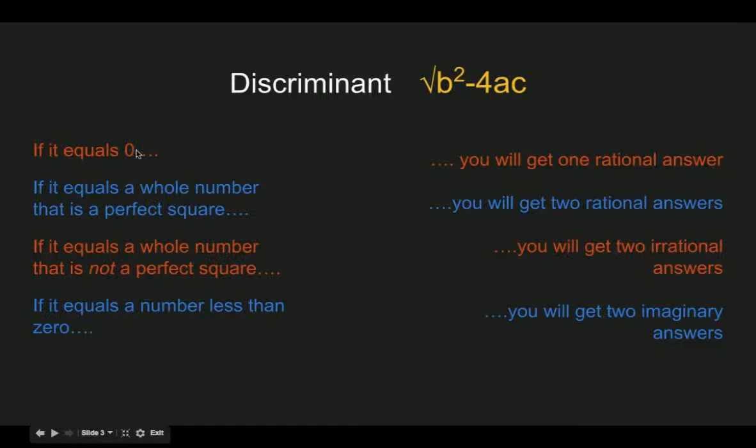the answer that you get after you've solved, if it equals 0, it will tell you that you will get one rational answer as your solution. If this number equals a whole number that is also a perfect square, that means that you will get two rational answers for your solutions. If you solve the discriminant and you get a whole number, but that is not a perfect square, you will get two irrational solutions. And finally, if you get an answer to the discriminant that is less than 0 or a negative number, you will get two imaginary answers.